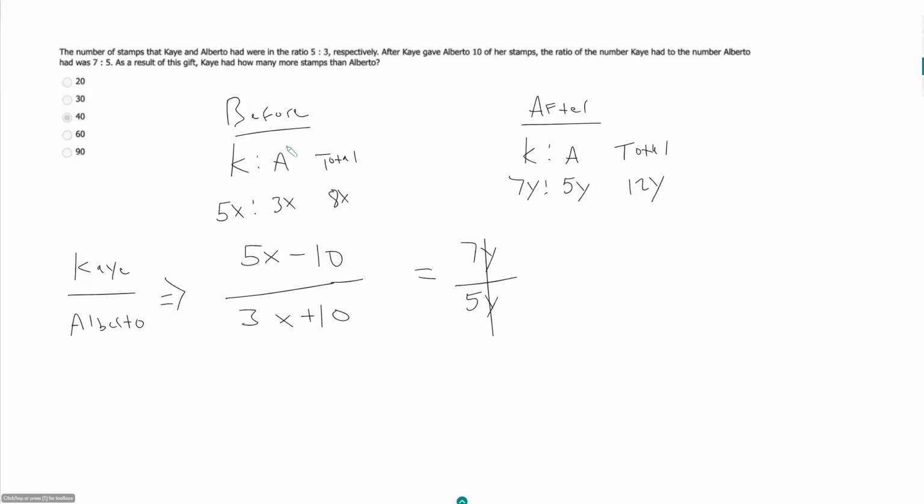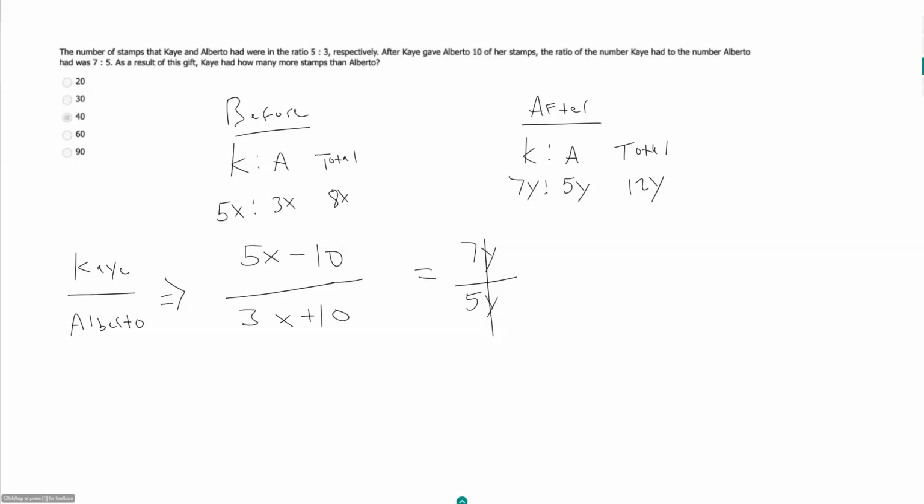And then based on this, we should be able to solve for our x. And then what are they asking for? As a result of this gift, K had how many more stamps than Alberto? Okay, so let's find x first, and then after that, we could just find the after amount.